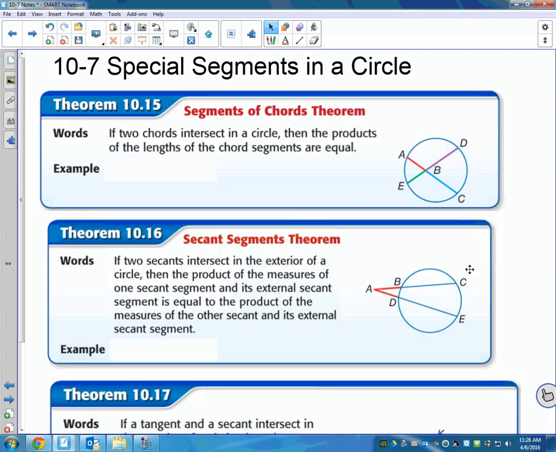These are about segments intersecting and the rules about them. So these are two chords intersecting in the circle. Yesterday we talked about the angle measure. Today we're going to talk about the segment length. Yesterday we said if we wanted to find this angle, we would take half of this arc plus this arc. Today we're going to talk about what if we want to find the segment length. And the theorem is if they intersect, then the products of the lengths of the chords are equal. So that means if we take AB times BC, it's going to equal EB times BD.